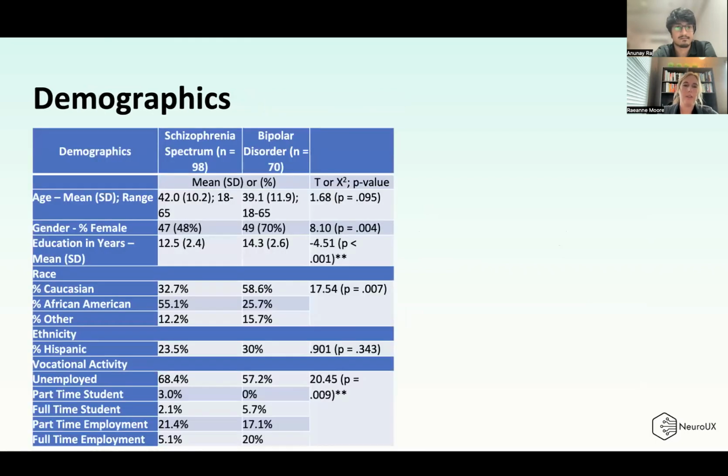And here are some demographics of the participants. So we had 98 people with schizophrenia spectrum disorder and 70 people with bipolar disorder. The bipolar disorder sample did have significantly more females than males compared to the schizophrenia spectrum disorder sample. And the bipolar disorder sample was more educated than the schizophrenia sample. They were matched in terms of age. We did see some racial ethnic differences in the sample a little bit. And the schizophrenia sample was much more likely to be unemployed compared to the bipolar disorder sample.